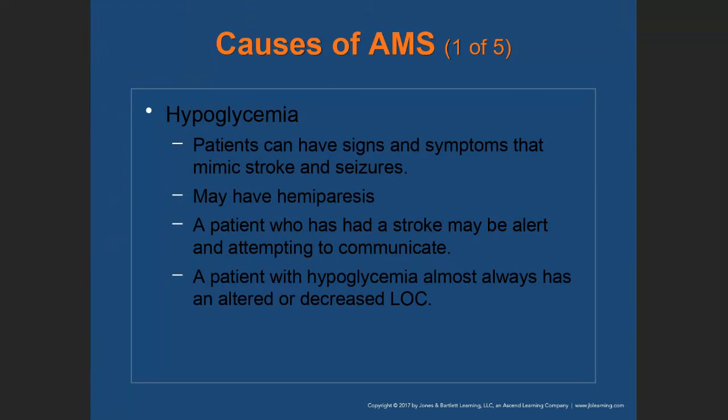Causes of altered mental status. It can be that the blood sugar is too low. So a patient can have signs and symptoms that mimic stroke and seizures if the blood sugar is too low. They can have hemiparesis. A patient who has had a stroke may be alert and attempting to communicate. A patient with hypoglycemia almost always will have an altered level of consciousness.